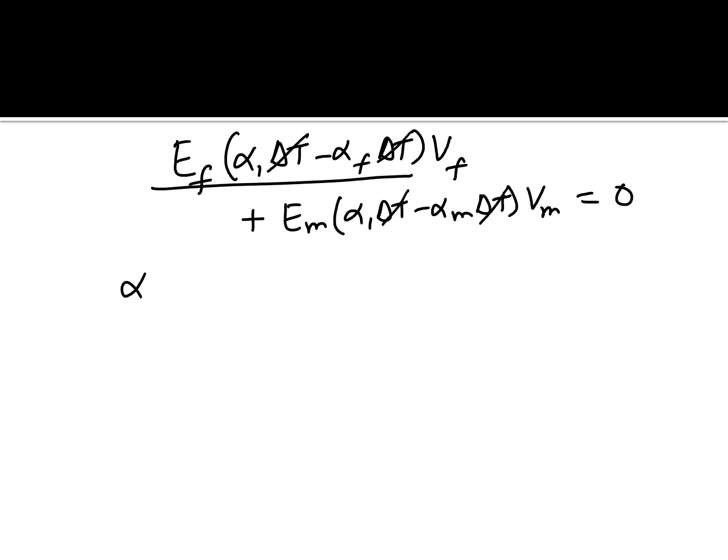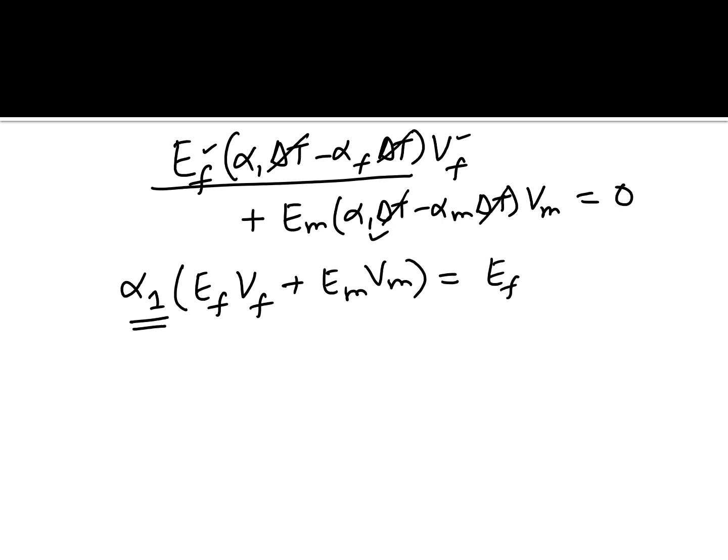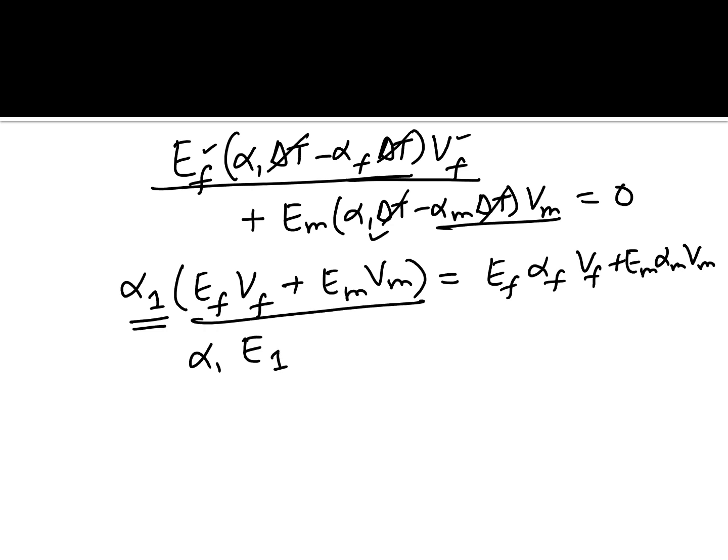And we're going to collect the alpha 1 terms. If I collect the alpha 1 terms, I get Ef Vf from here and then Em Vm from here. Then I take the rest of the terms to the right side because I'm trying to find alpha 1. So I'll get Ef alpha f Vf plus Em alpha m Vm. But I know that the left side is nothing but E1, the formula for Young's modulus in direction 1. So I get this.